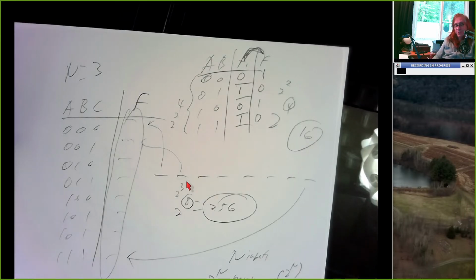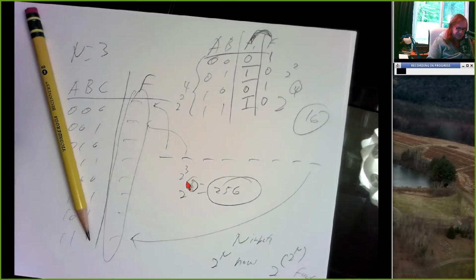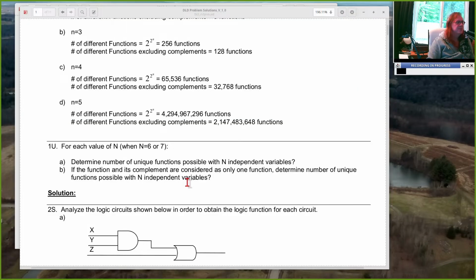So it's going to be fewer unique functions, because something that produces blah and something that produces the complement of blah, we're going to treat them as the same. But that's, like I say, a kick back and think about it question. It's a logic type question.